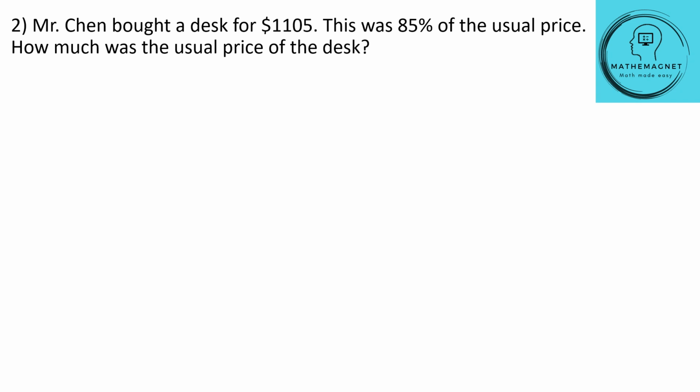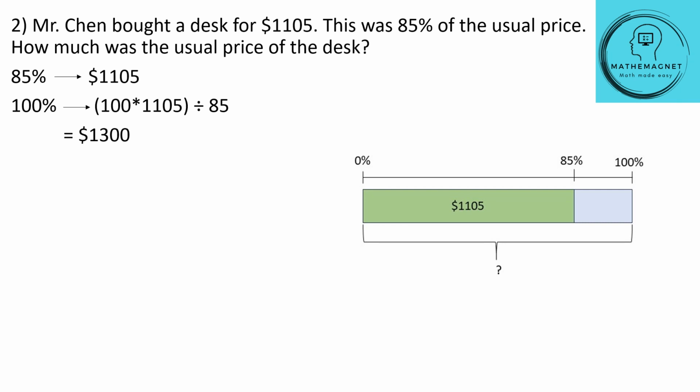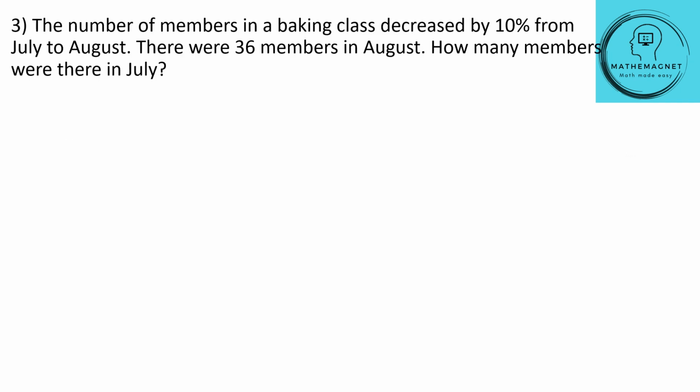So let's begin by looking at the bar model. This is your usual price, the 100%. Here we know 85% is $1,105. Now we are asked to find the entire amount. So 85% is 1105, and 100% will be 100 into 1105 divided by 85, which is equal to $1,300. So the usual price of the desk was $1,300. Let's look at question number 3.